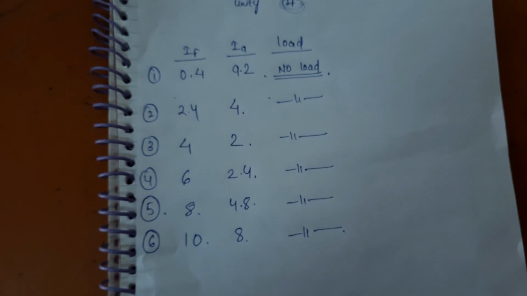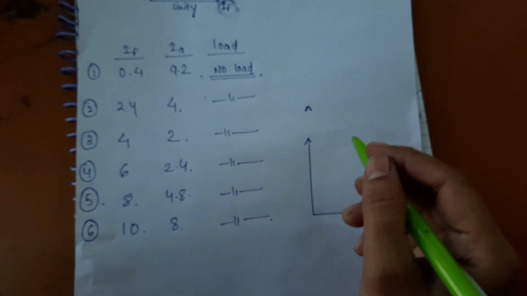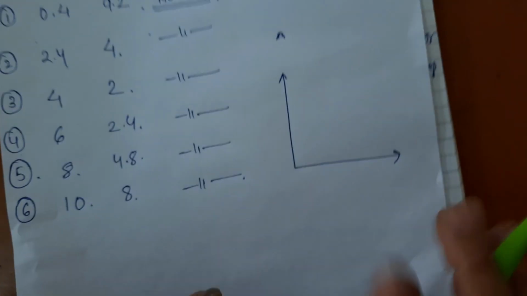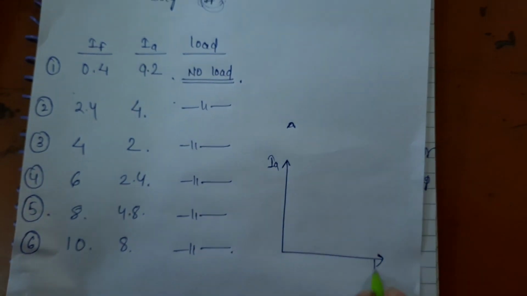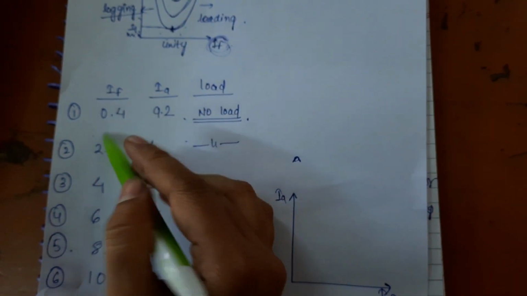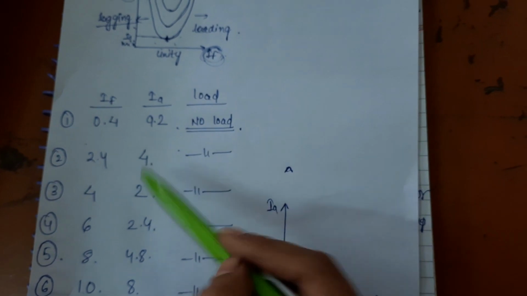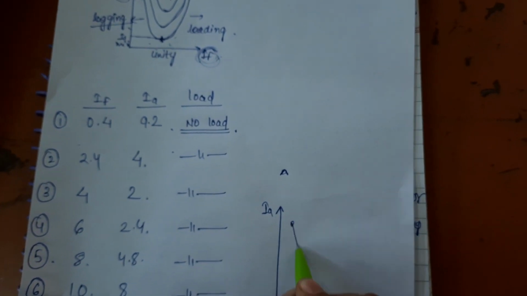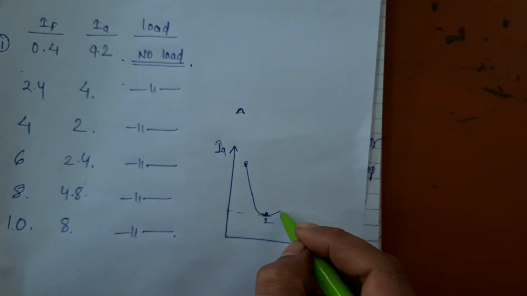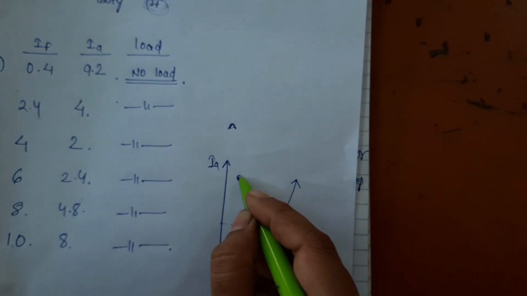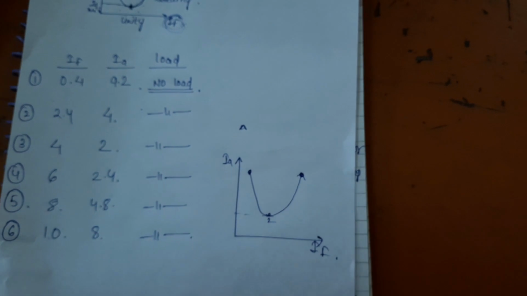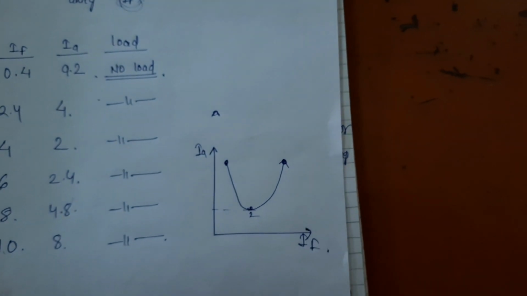field current and the armature current. Here I am drawing a rough curve between IA and IF. You can see that when IF increases, the IA current first reduces from 9.2 to a minimum value of 2, and then increases again as the field current increases. Because of this shape, we named it a V curve.